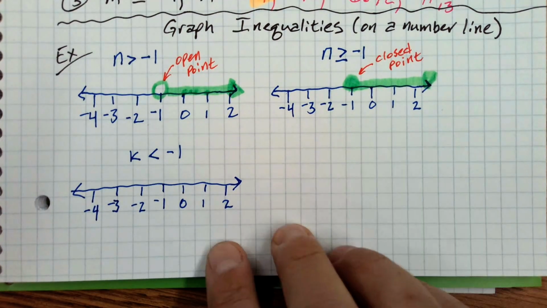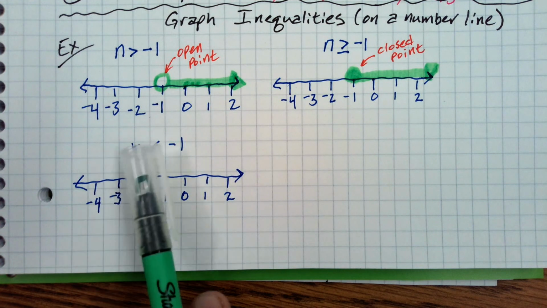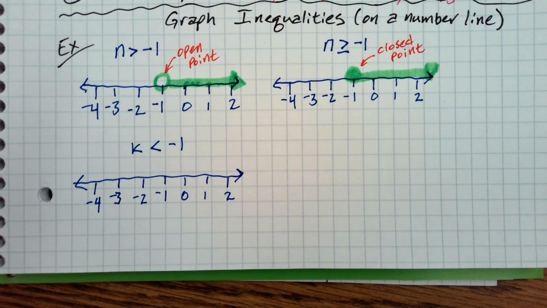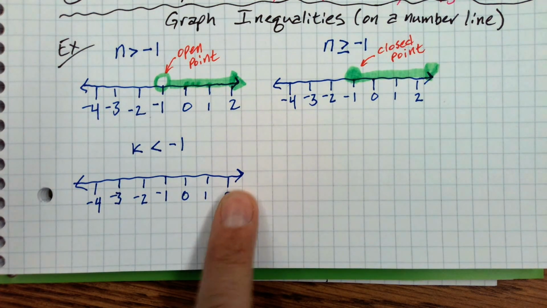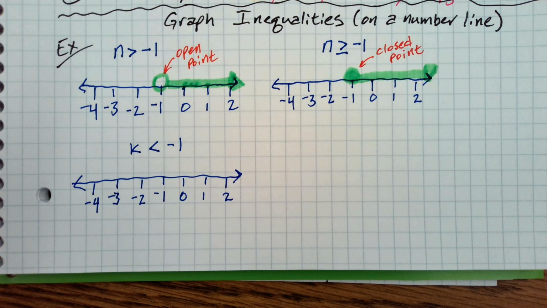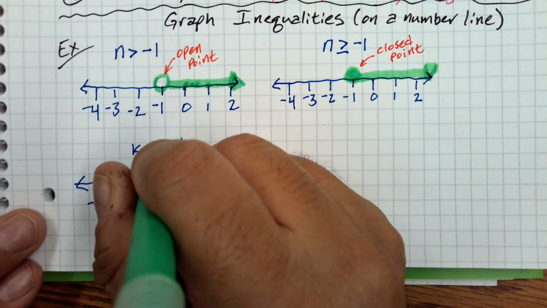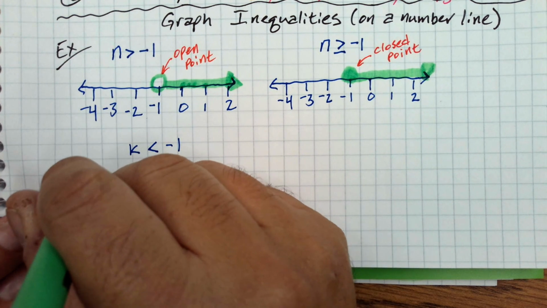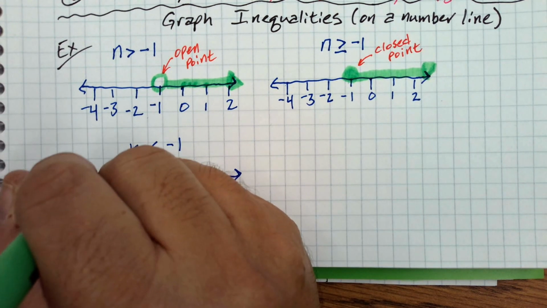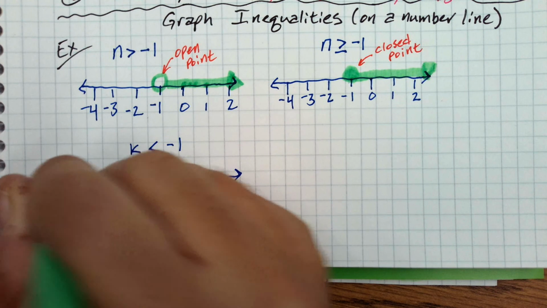And this time we want all the numbers less than. K has to be less than. Anything that would work would be less than. So do we want numbers to the right over here or to the left? To the left. And it's everything to the left. So everything this direction would be a solution. So I would shade that.